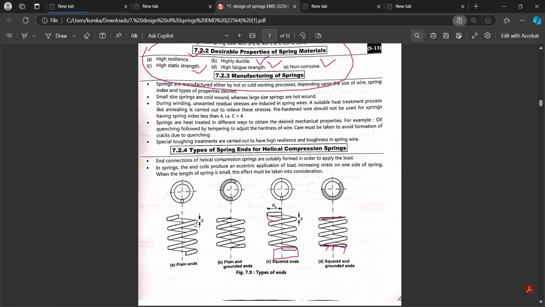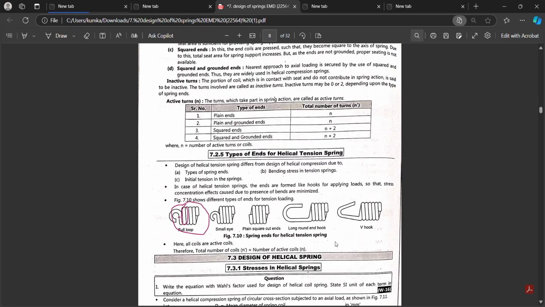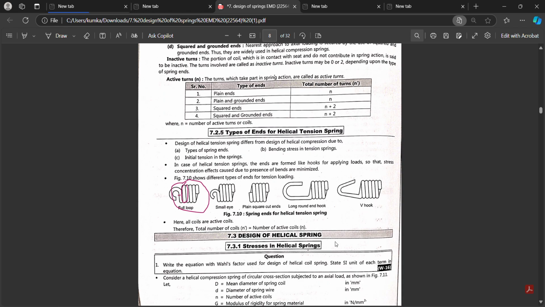Now the manufacturing of the spring. Here d is the diameter of the spring wire. If both the ends are free, then it is called plain end. If both the ends are flat, then it is called plain and ground end. If the wire end is squared, then it is called square end, and if they are ground, then it is called square and ground. This is all about the spring.